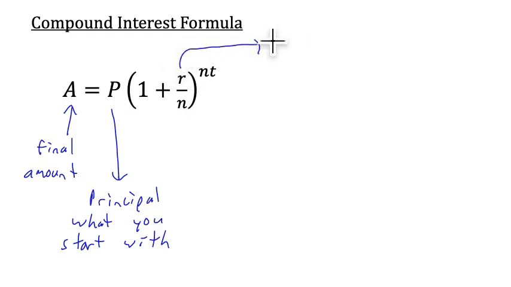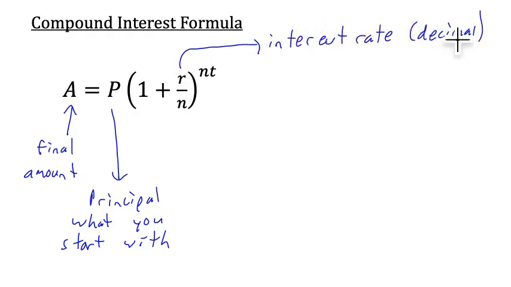The R, that's your interest rate as a decimal. So not as a percentage. If it's given to you as a percentage, you have to change it to a decimal. Now T, that is time, and it's in years. By the way, when we're dealing with interest rates, we're always working with annual interest rates. So T will always be in years.